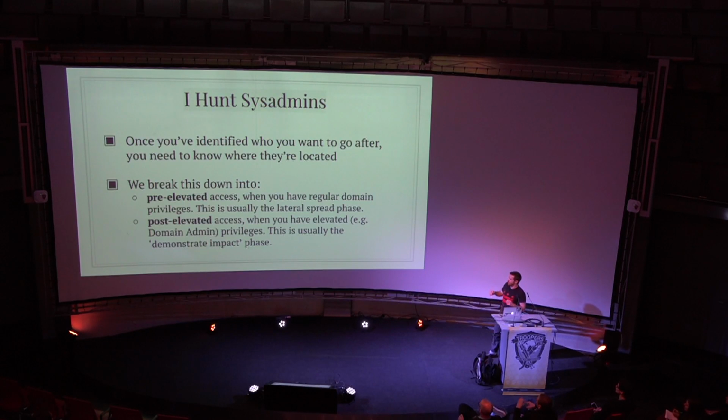So pre-elevated is when you have regular domain, unprivileged account tokens or access. This is usually in the lateral spread phase when you're trying, early on in the engagement, to figure out how you're going to elevate in the domain. Post-elevated access is usually when you have something like domain administrator credentials. This turns into the demonstrate impact phase.